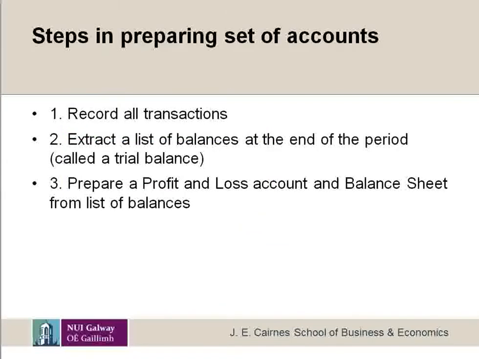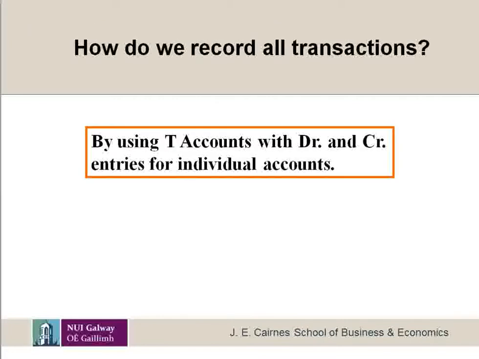Now we're going to look at preparing a set of accounts. So firstly, we need to record all transactions, and then we need to extract a list of balances at the end of the period called a trial balance. And finally, we prepare a profit and loss account and balance sheet from the list of balances. So how do we record our transactions? We use T accounts with debit and credit entries for individual accounts.